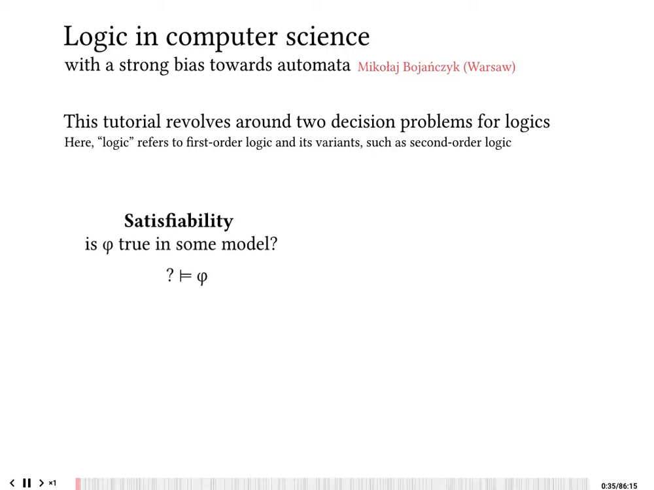So the first problem is satisfiability. You are given a formula and you want to know if the formula is true in some model, perhaps restricted to some class of models. As I mentioned, I will be mainly caring about the case when phi is a formula of first-order logic or some richer logics. And here it is not even clear if this is a decidable problem. And as you probably know, in the unrestricted case, it is an undecidable problem.